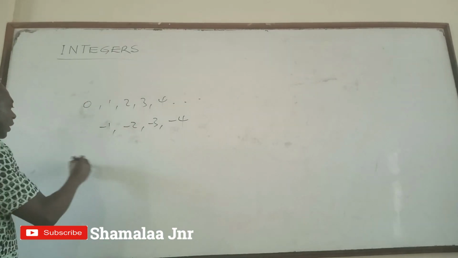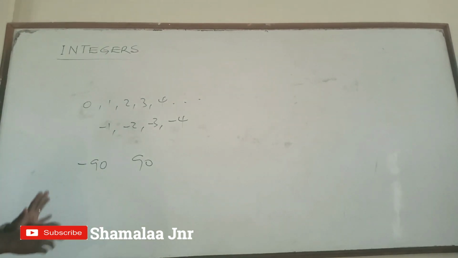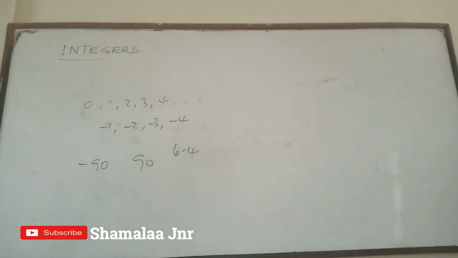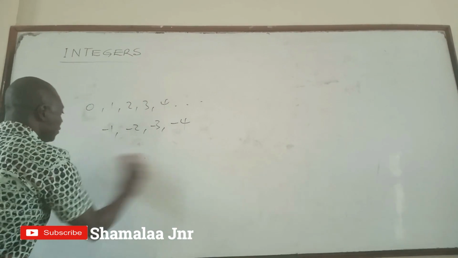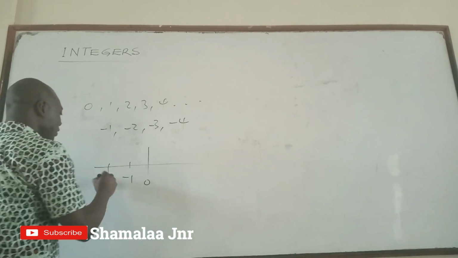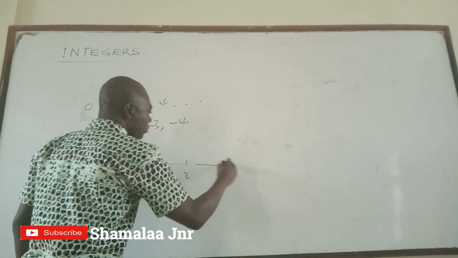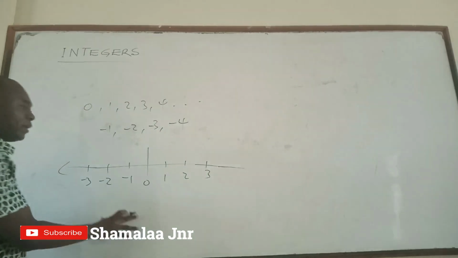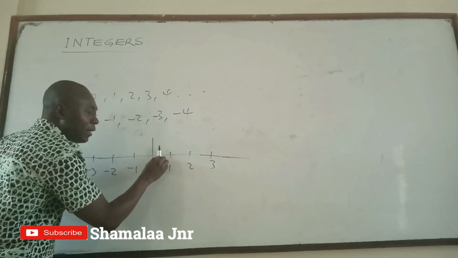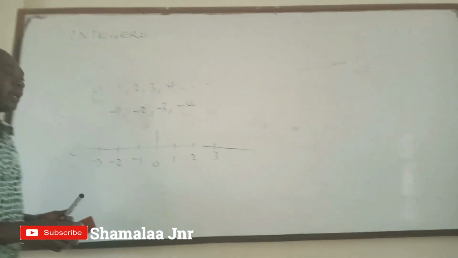Do you see it? So negative 90 is an integer. Positive 90 is an integer. You can't have maybe 6.4 to be an integer. No, they are positive and negative whole numbers. If you look at the number line, you have 0 here, negative 1, negative 2, negative 3, and then this side 1, 2, 3, and so on. We are looking at the positive and negative whole numbers. If there is any point here, it's not an integer. So integers are positive and negative whole numbers.